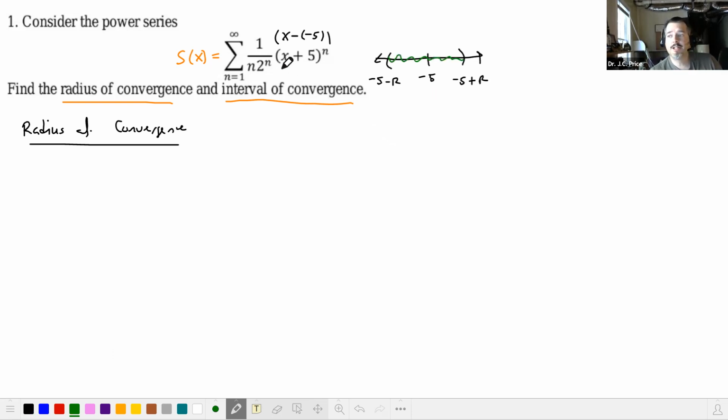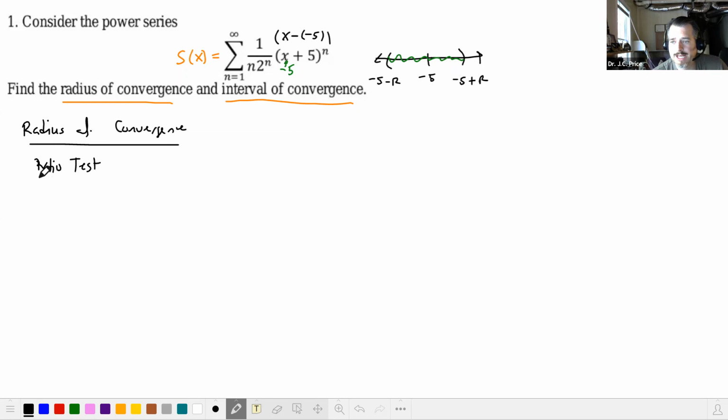Notice it's very clear it converges at negative 5, because if you plug in negative 5 here, you get out 0. So it's very clear, at a center point, that it's going to converge. And then the question is, how far can you go out on either side and still get convergence? So what we're going to do is use the ratio test to help us figure that out.